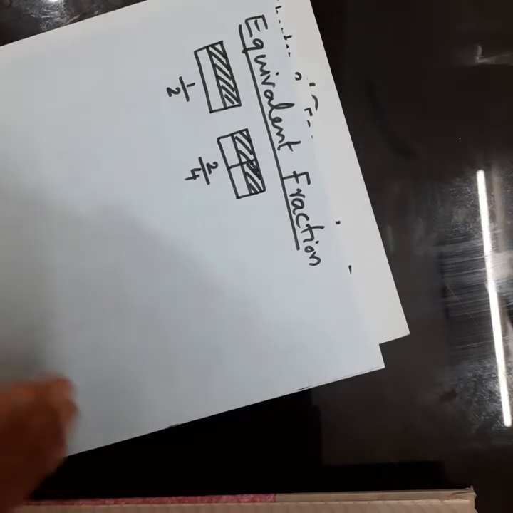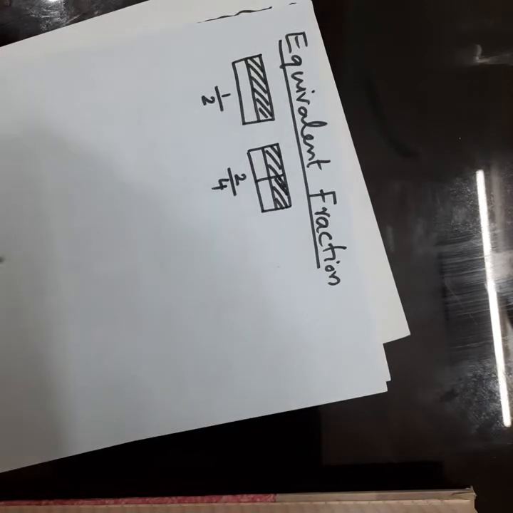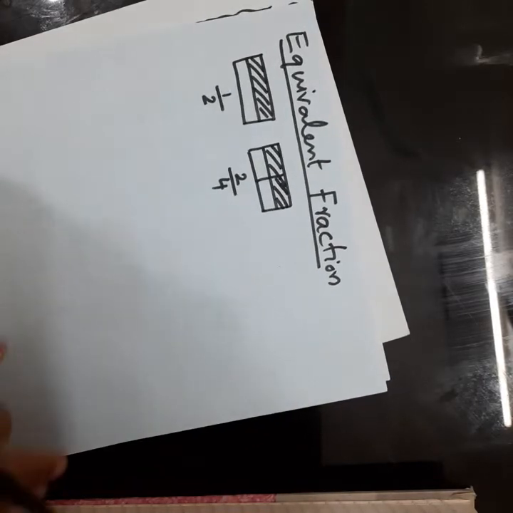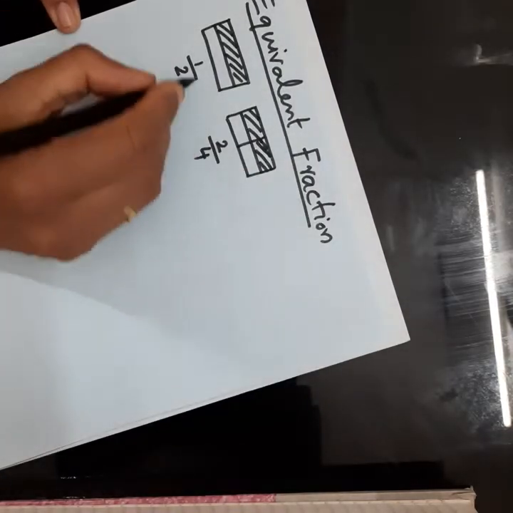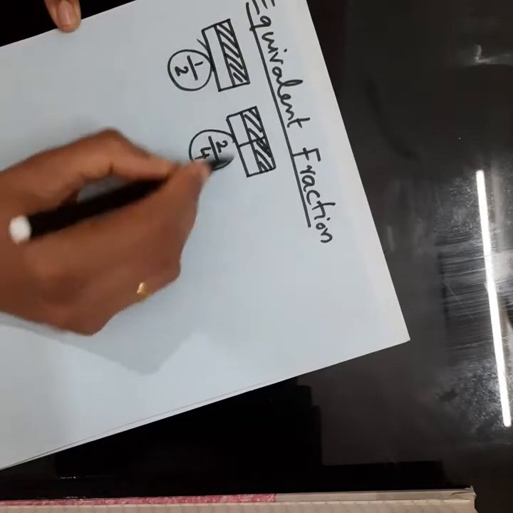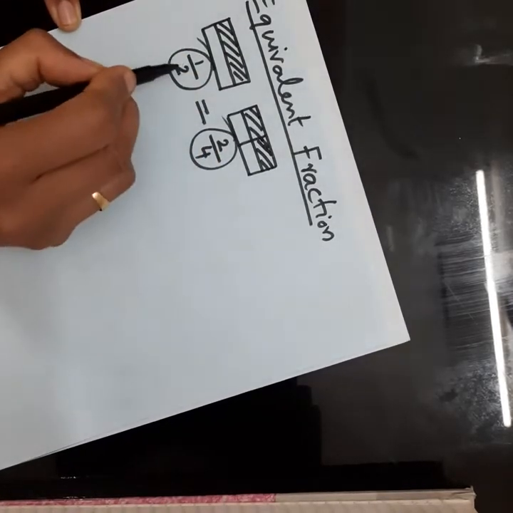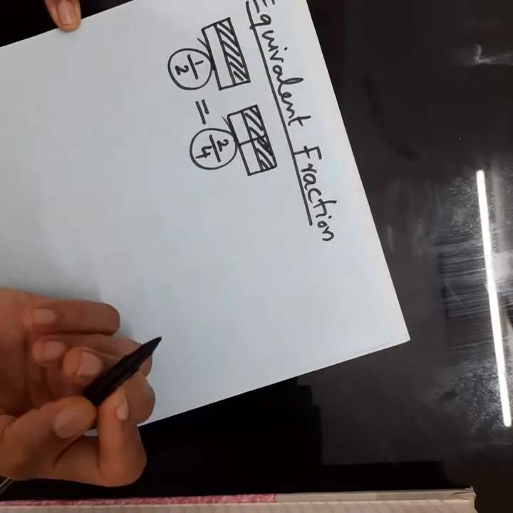Is there any difference between the thing you got and your brother's? No, both will be the same. So that means we can see from the figure these 1 by 2 and 2 by 4 are same, equal. So this 1 by 2 and 2 by 4 are equivalent fractions.